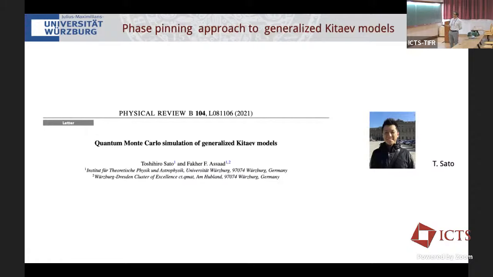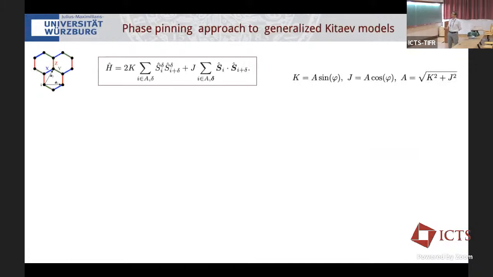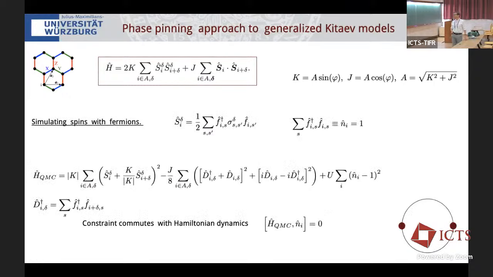So this is work done with Toshihiro on this phase spinning approach. And what we would like to do is to see how far we can go with our method with the Kitaev-Heisenberg model. The way to write it down for our Monte Carlo is in terms of these perfect squares. This term here is non-frustrating, and we will write it in this way. These D are written like that. So this is an exact mapping from here to here. We fractionalized the spin, and then we put in the constraint. The constraint will be put in exactly.